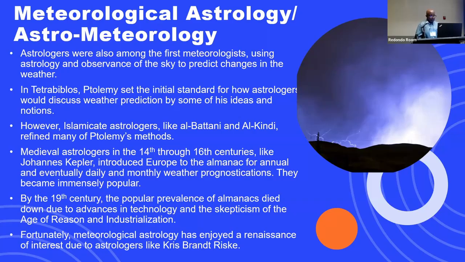By the 19th century, the popular prevalence of almanacs died down due to advances in technology and the skepticism of the age of reason and industrialization. Fortunately, meteorological astrology has resurfaced. You can find a book by Chris Brandt Risky that breaks down some astrometeorology and some principles you can use to figure out whether you're heading toward more flooding in your area or other things like that.